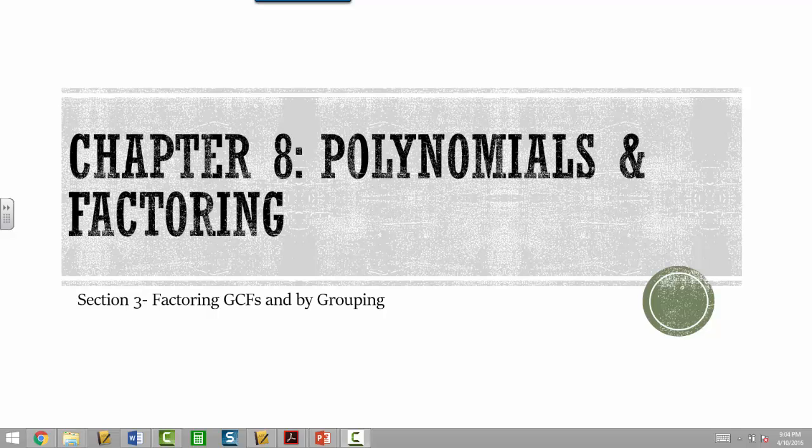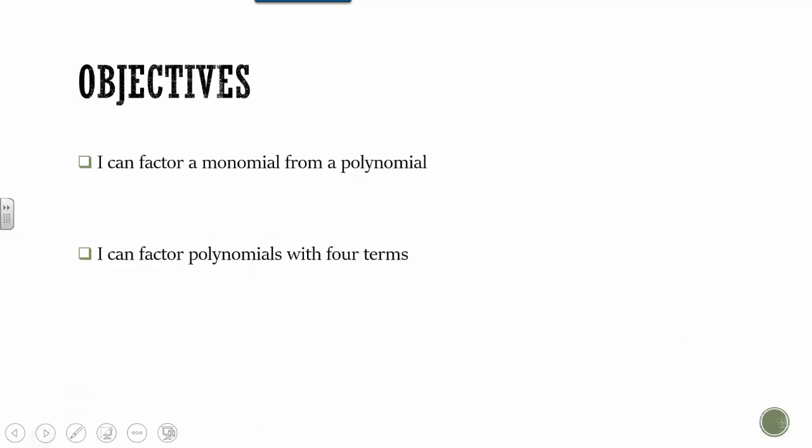For the rest of chapter 8, we're going to do something a little different. Instead of multiplying things out, we're going to do the opposite, which is called factoring. So by the end of this lesson, you should be able to factor a monomial from a polynomial, and then be able to factor polynomials with 4 terms.